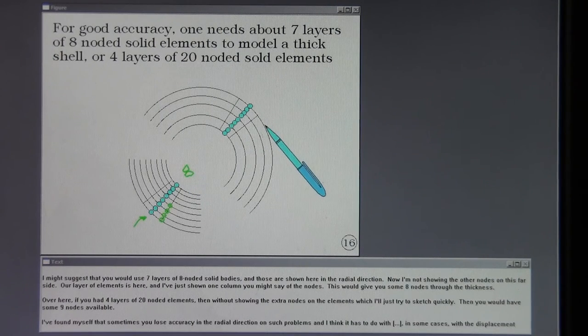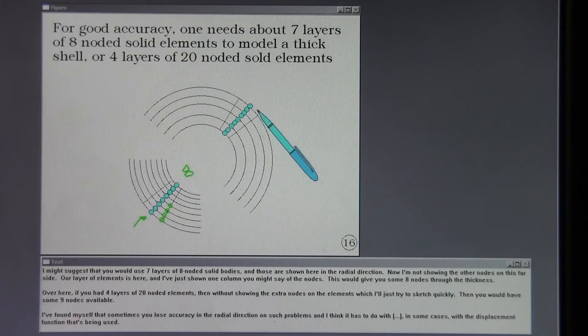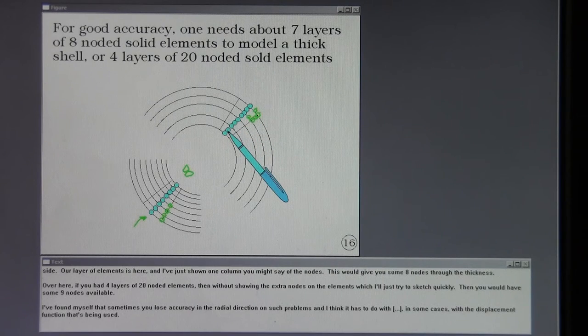Over here, if you had 4 layers of 20-noded elements, then without showing the extra nodes on the elements, which I'll just try to sketch quickly, you would have some 9 nodes available. I found myself that sometimes you lose accuracy in the radial direction on such problems, and I think it has to do, in some cases, with the displacement function that's being used.